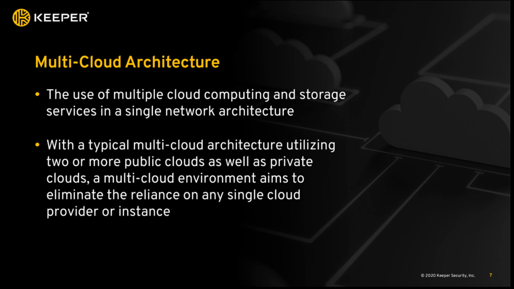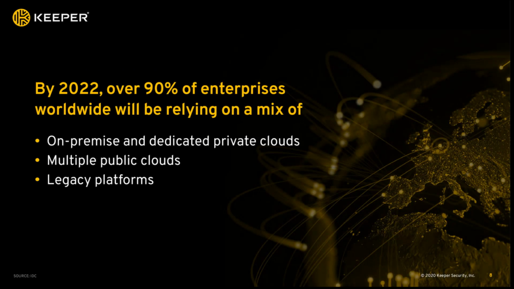When we talk about a multi-cloud architecture, this is when you use multiple cloud computing and storage services in a single architecture, mainly around redundancy. So you can utilize 2 or more public clouds as well as a private cloud in this multi-cloud environment. And what you want to do there is eliminate any type of singular or unified reliance on a particular cloud provider or instance. This gives you operating redundancy in the event of an outage at one location or at one instance, and you'll have a failover instantly without your operations or your user base having an adverse impact.